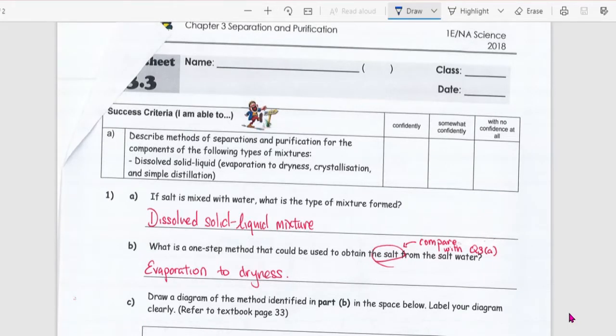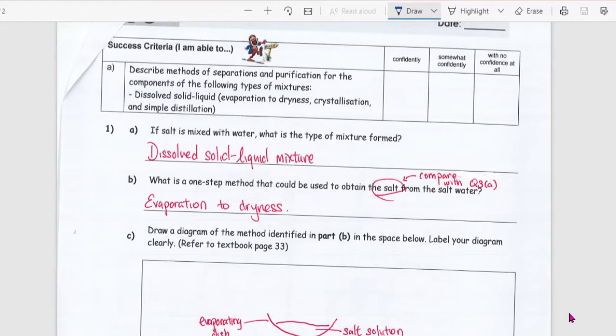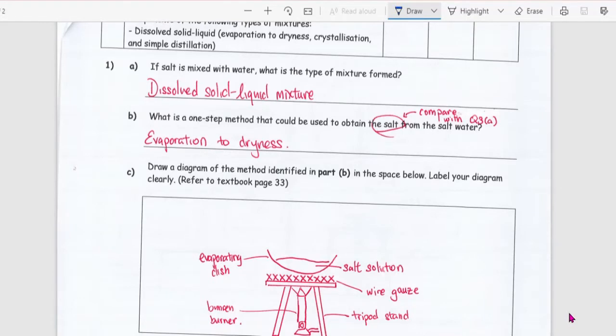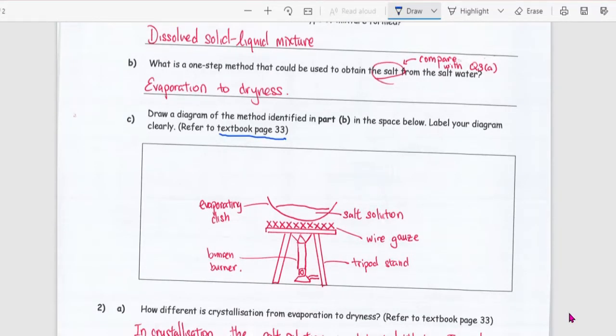Now, what is the one-step method that could be used to obtain salt from the salt water? The one-step method is called evaporation to dryness. Literally, you just heat the solution up until all the water is gone, and what you're left with is the salt. So this is the diagram that you can draw here. You can find it on page 33. So please make sure you draw it correctly.